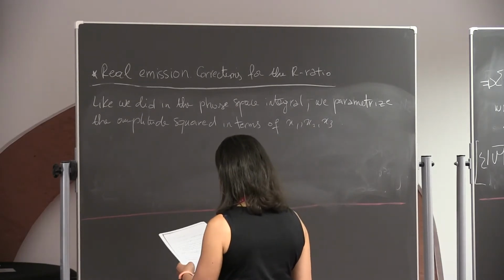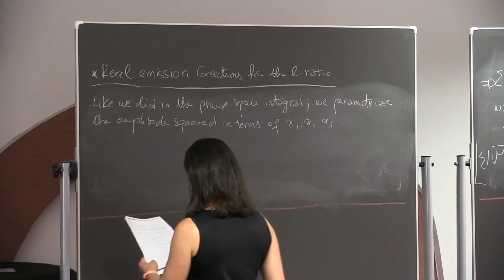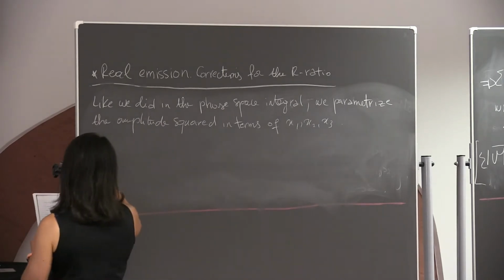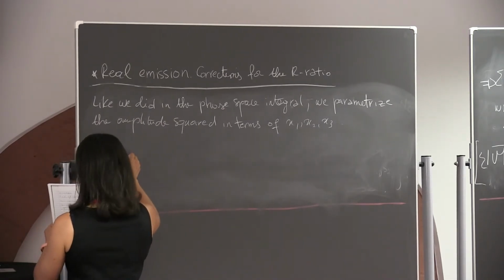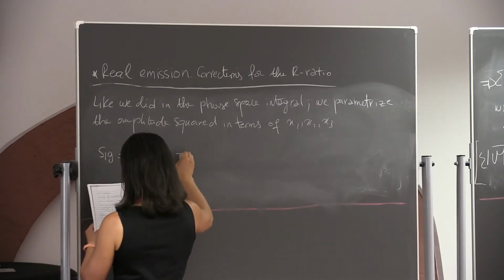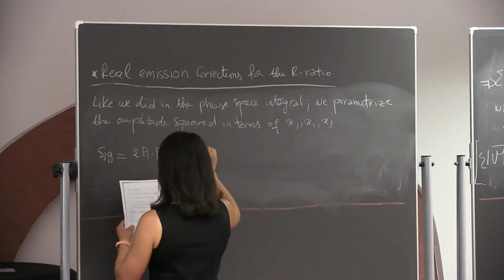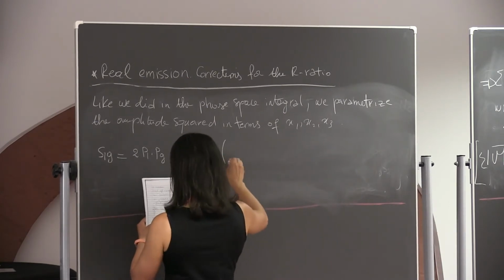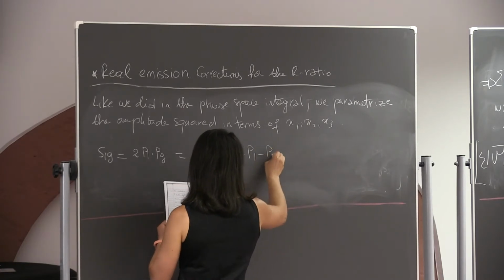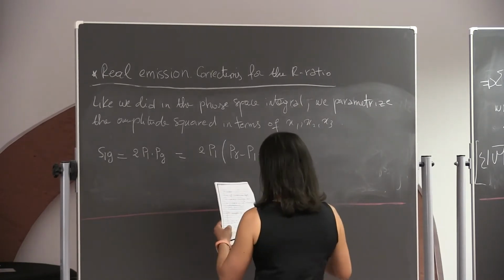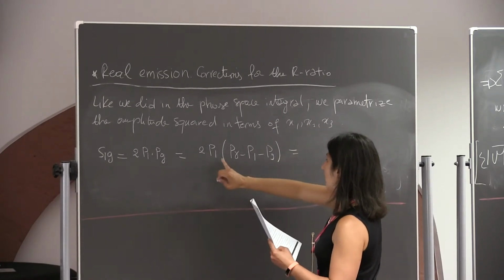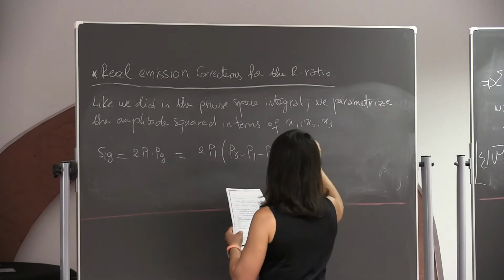Okay, so I will write just S1G explicitly and the rest should be clear. S1G is 2 P1 dot PG, which is 2 P1 dot (P gamma minus P1 minus P2). P1 squared is 0, so I have just P1 dot P gamma and P1 dot P2.